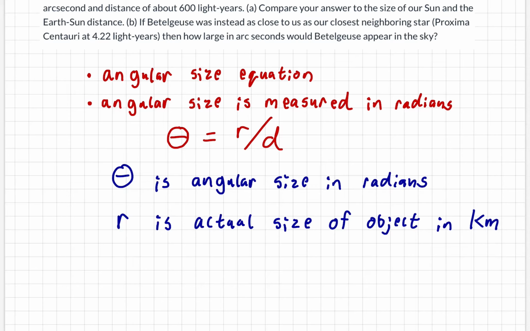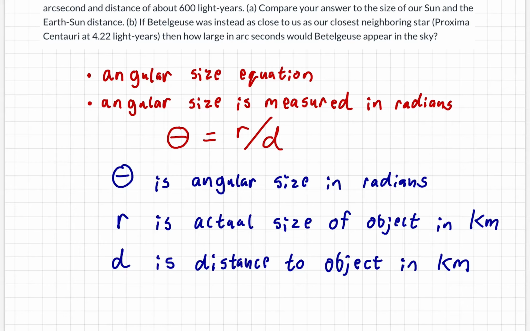Meanwhile, D, the distance to the object, so how far away it is from you, the observer, must also be measured in kilometers. So again, I'm using kilometers both times. That's so important because I need those kilometers to cancel out so that I have no remaining units, because radians are unitless. So that's the one equation we're going to use each time.